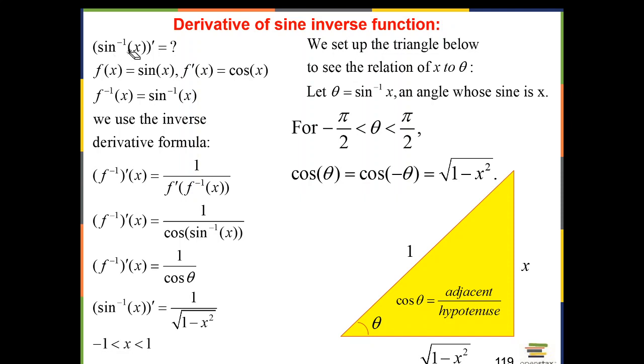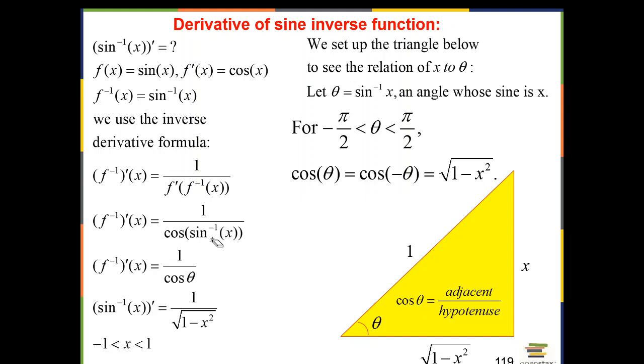So what's the derivative of sine inverse? It's 1 over the derivative of the function, which is the derivative of sine. What's the derivative of sine? Cosine, right? So derivative of sine inverse is 1 over derivative of sine evaluated at the inverse. So instead of x, we put the inverse there. All right, so that's what we get. But the problem with this is that we got sine inverse inside cosine.